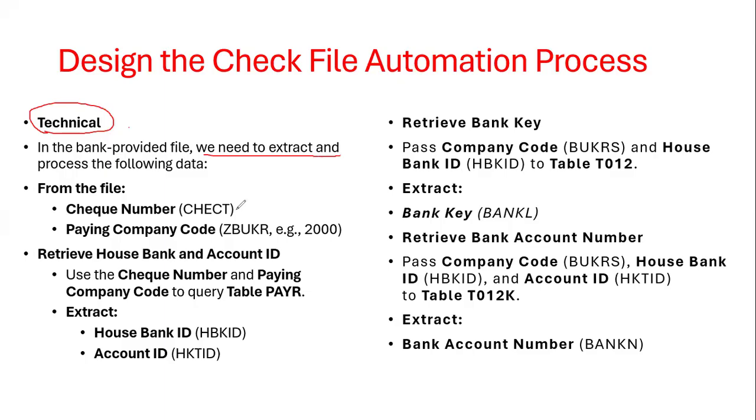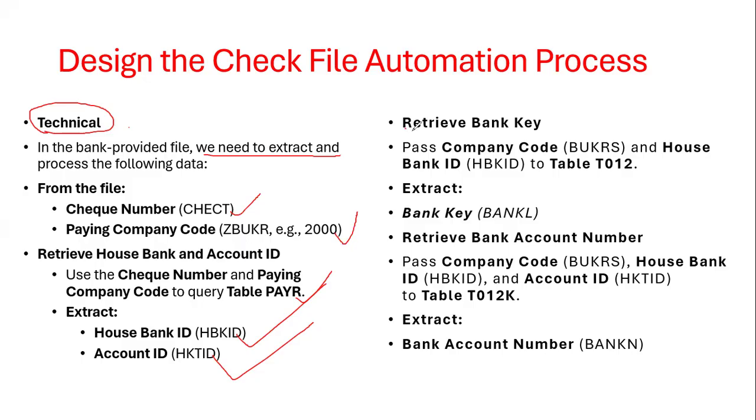That is the check number and the paying company code, which is the company code, 2000 or 1000. Retrieve the house bank account ID. Use the check number and paying company code to query the PAYR table. Get the house bank ID and account number. These two details are the most important ones from the PAYR table that we are controlling.